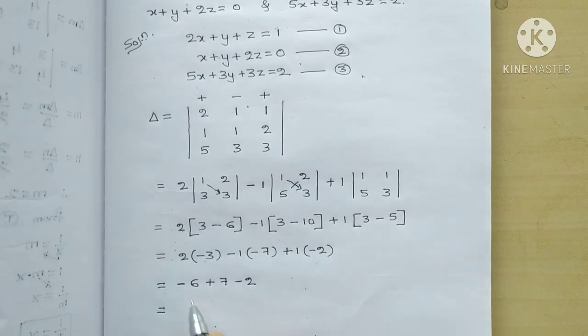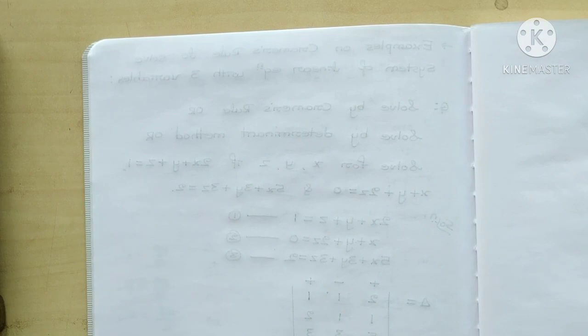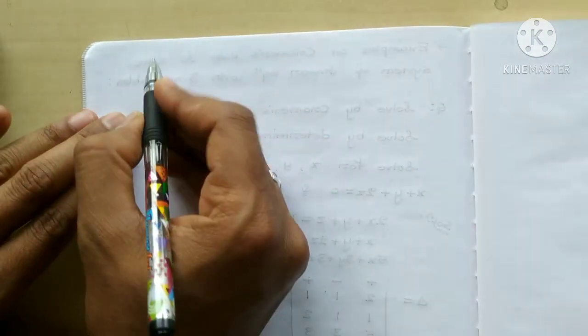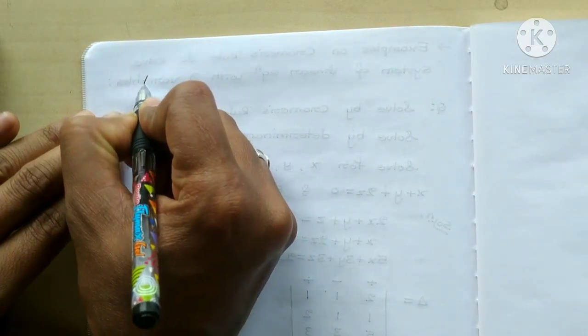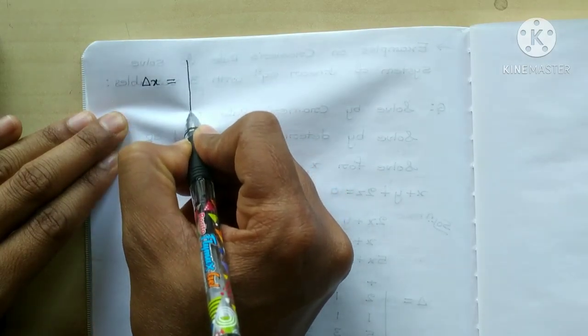So which is equals to minus 6 plus 7 is 1. 1 minus 2 is how much here? Minus 1. So this is the value of delta. Next, you need to find out which value here? Delta x. Delta x is equals to what I said? In delta.